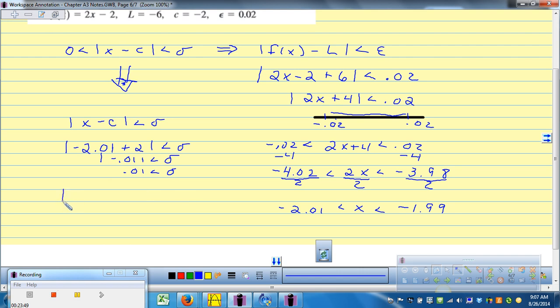And then we'll do the other side, negative 1.99 plus 2, and do our same calculation. And we get 0.01 is less than delta. So on both of these, we end up with delta is greater than 0.01. Okay? So what that allows us to do is to choose our delta to be this value, because on the left and the right, we came out with the same value. So the delta that we would choose to work in our definition is 0.01.